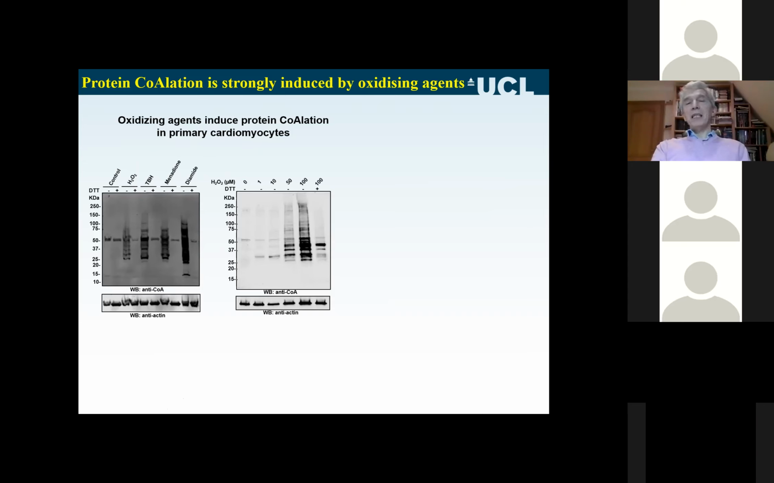We also show that protein CoAlation is induced in a dose-dependent manner, and here you can see even low micromolar concentrations of hydrogen peroxide induce CoAlation of several proteins.